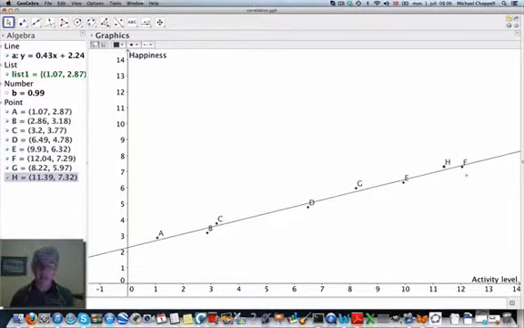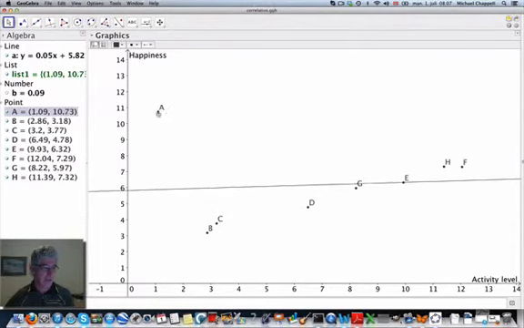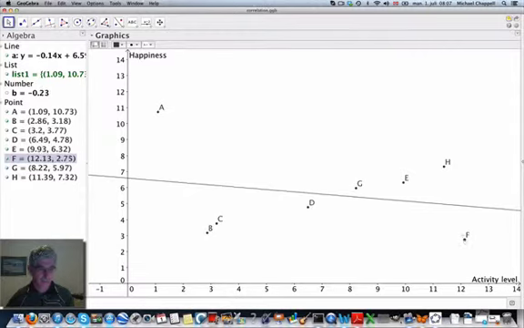In fact, if the points are perfectly on a straight line, then the correlation coefficient, this B as GeoGebra calls it, would be 1. Now I want to play around with these points a little bit more and show you what happens. So I'm going to take A up there, bring F down here. Now what's happened to the correlation coefficient?